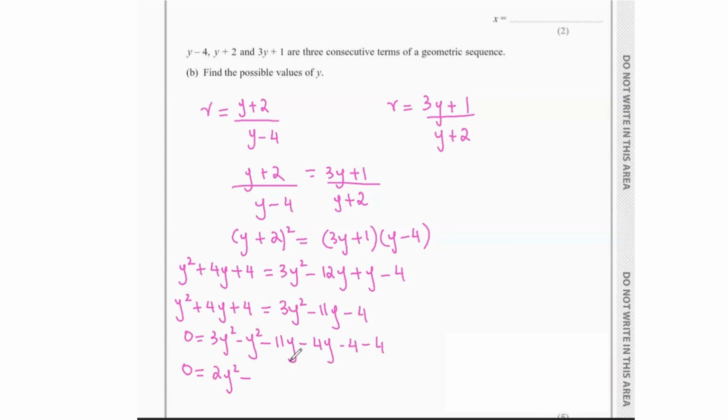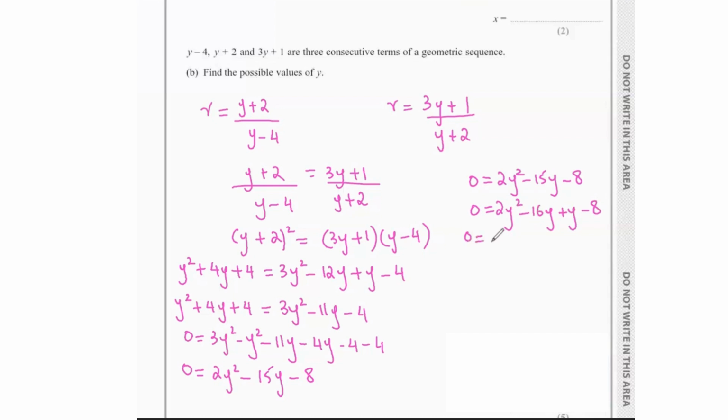minus 15y minus 8. So now we factorize this quadratic equation: 2y squared minus 15y minus 8. If you multiply 2 and 8, that's 16. Factors of 16 are 2 and 8, 4 and 4, 16 and 1. Since our middle term is 15, we know 16 minus 1 is 15. So we can replace negative 15y with negative 16y plus y, minus 8.